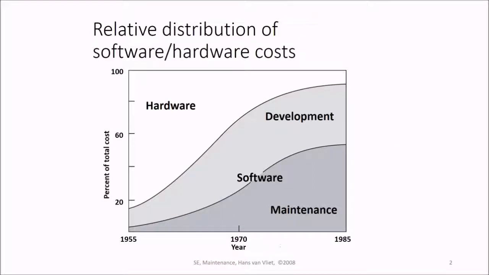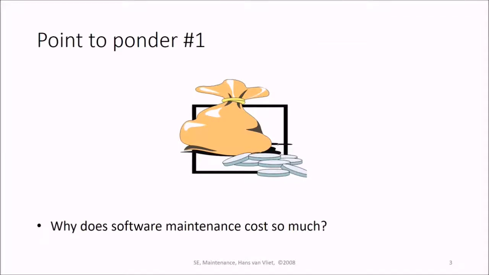software and hardware cost. So, this is the percentage of total cost with years, and you see that the maintenance cost has increased from 1955 till 1985. Also, maintenance is the major cost which is involved by the firm or the development organization. So what we need to think is, why does software maintenance cost so much, the highest among all the phases? Software maintenance is a task that costs so much.